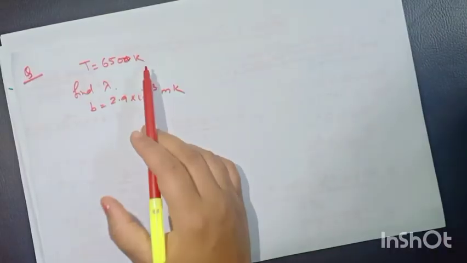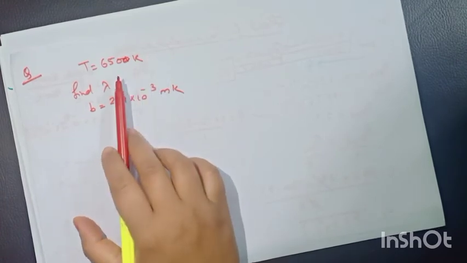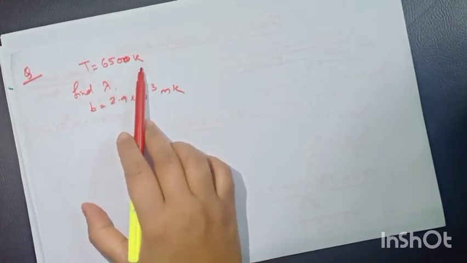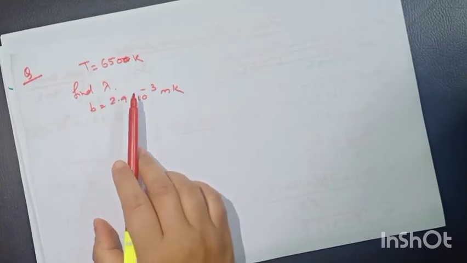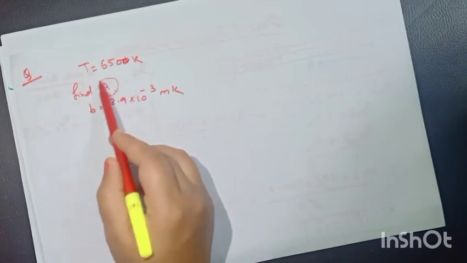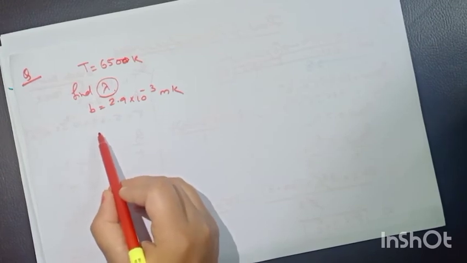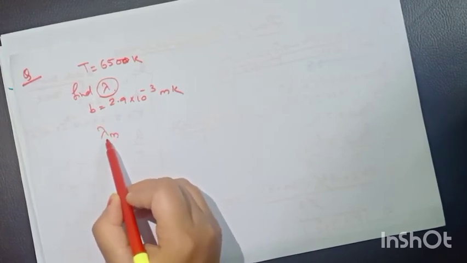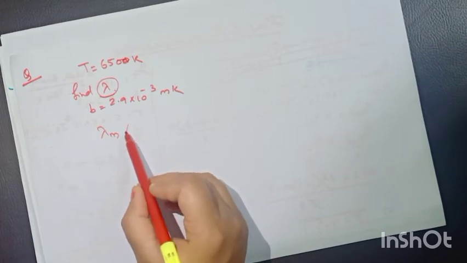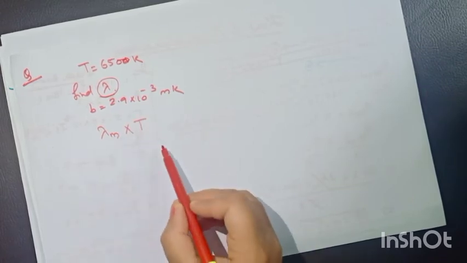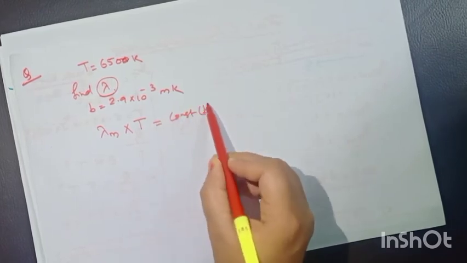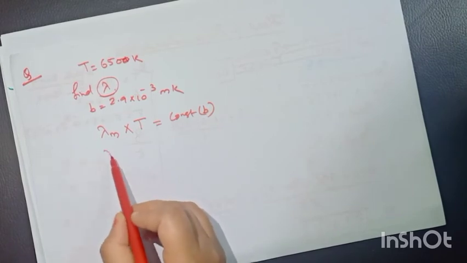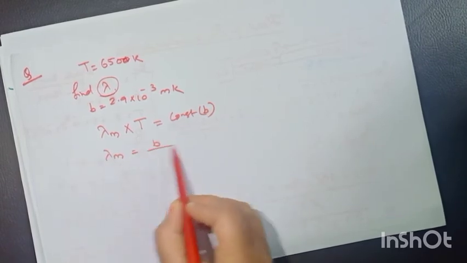Now let us do the next question. Here the temperature of a star is given as 6500 Kelvin. We have to find the wavelength of the emitted radiation with maximum intensity. To find it, we have to use Wien's displacement law: the wavelength of maximum radiation emitted into the absolute temperature of the body equals a constant, and that constant is Wien's displacement constant. So lambda m equals B by T.